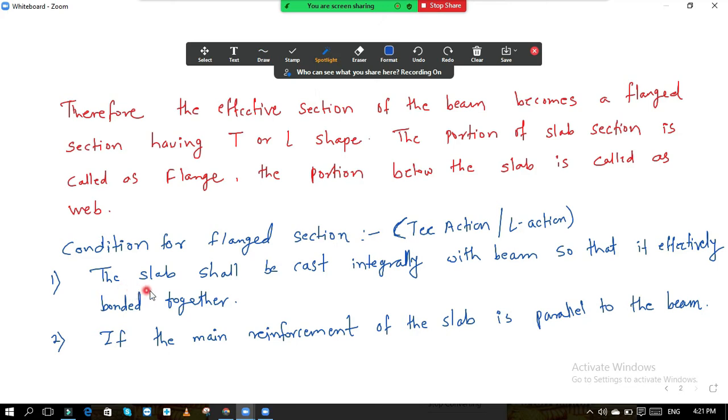Remember this condition. The slab is cast integrally with beam. It's effectively bonded together.